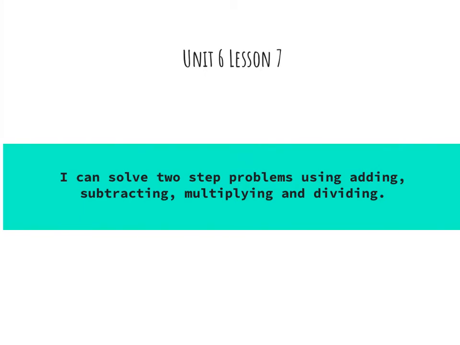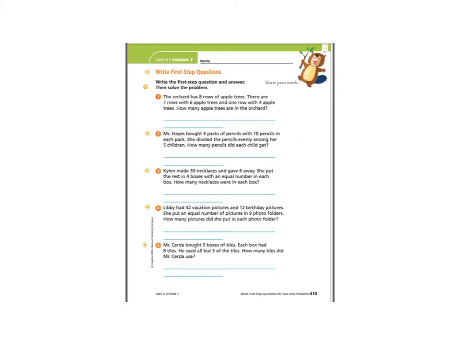Alright, lesson 7 is just a 2-pager, which is kind of nice. So we're going to be solving 2-step problems and any operation. So we can add, subtract, multiply, or divide. So we're supposed to write down the first step and then of course answer the question. So knowing that there's multiple steps, meaning there's more than one step, we're kind of on the lookout for everything.